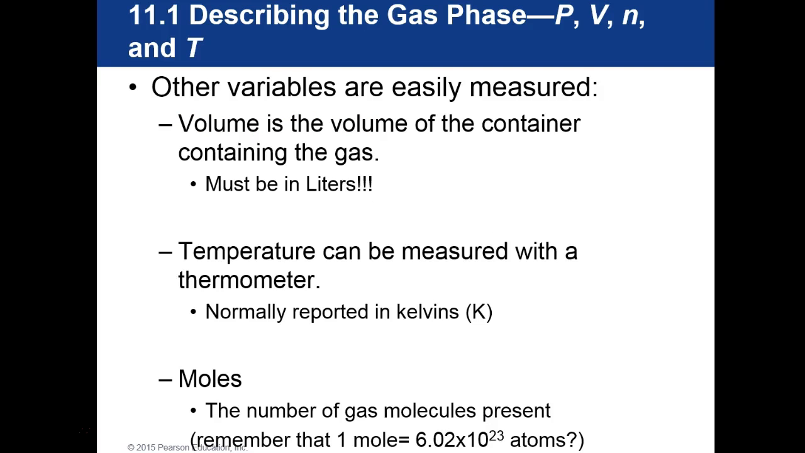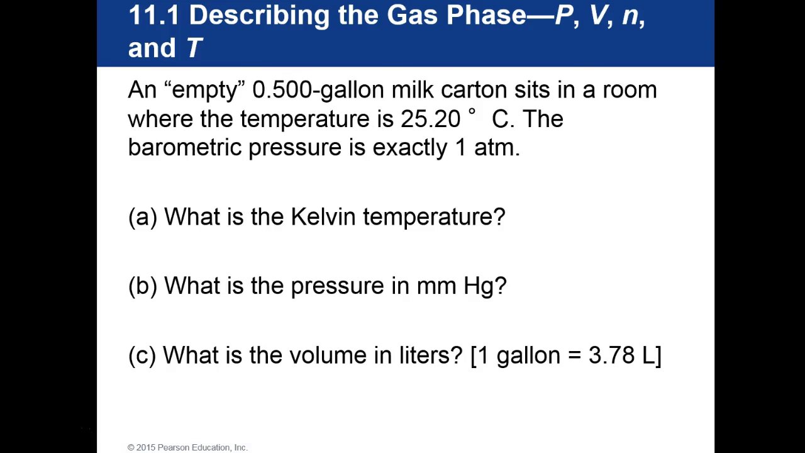There are other variables that are easily measured. The volume of the container that contains the gas. This must be in liters, not milliliters, but liters. We'll have to convert it if it is in milliliters. The temperature can be measured with a thermometer. We always use Kelvin with ideal gas laws. Remember, Kelvin is the degrees in Celsius plus 273.15. And the number of moles. This is the number of gas molecules present. We know that 1 mole is 6.02 times 10 to the 23rd atoms.